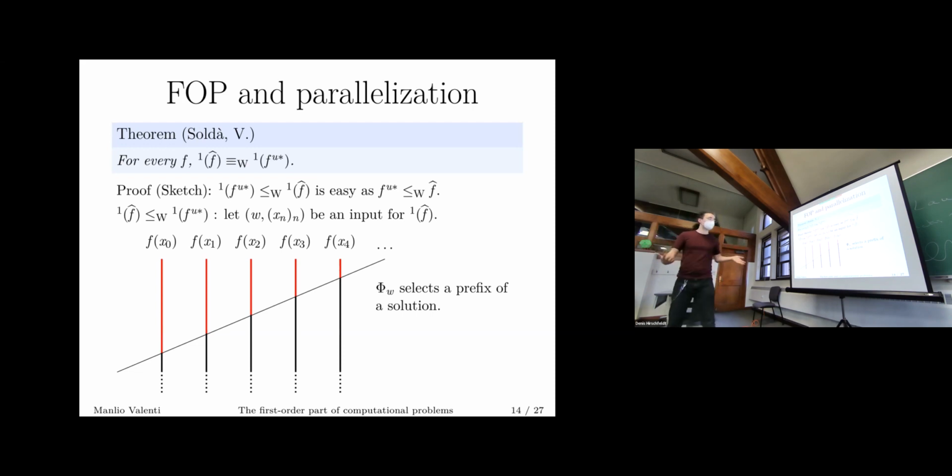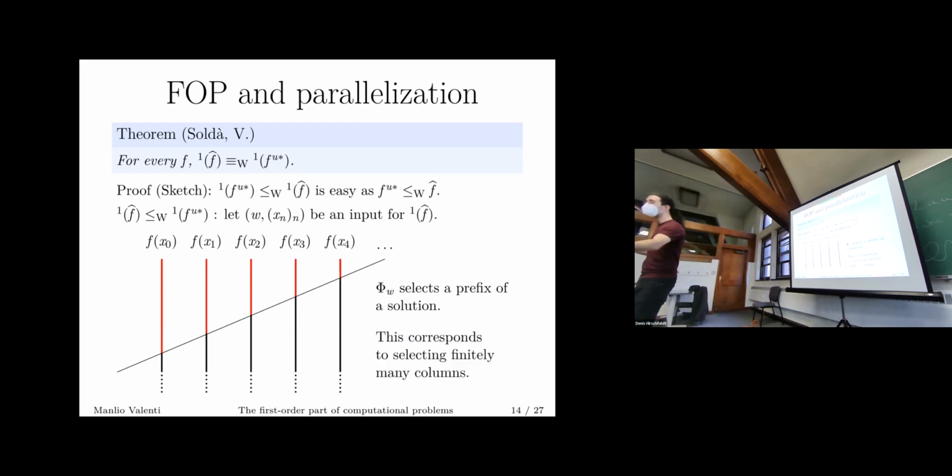So, in other words, this functional here, which is the input for the first order part, actually already tells you how many columns you need. Not only that, the moment you select a prefix, it's also selecting finitely many columns. So it actually works. It actually works for us for the use part as well.